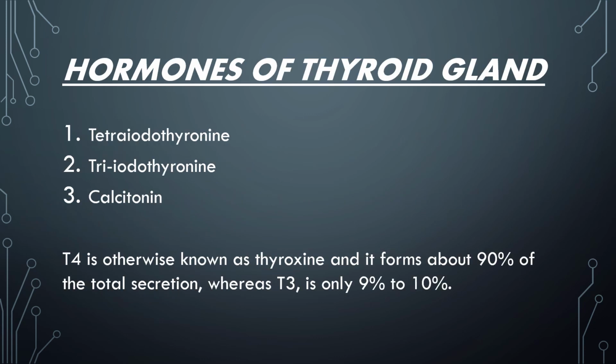Next are the hormones secreted by the thyroid gland. There are basically three main hormones, namely T3 or triiodothyronine, T4 or tetraiodothyronine, and calcitonin. This T4 is also known as thyroxine, and it forms nearly 90% of the total secretion, whereas the T3 hormone is about 9 to 10%.